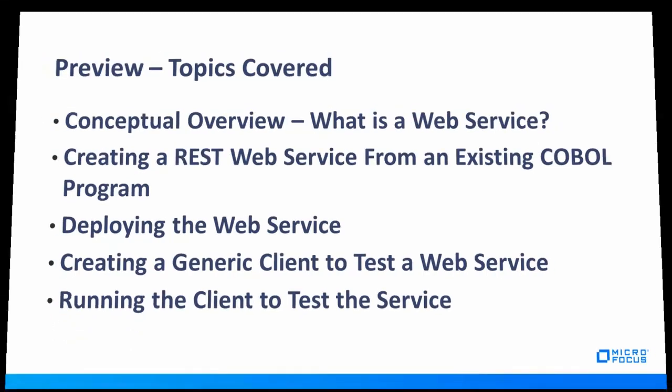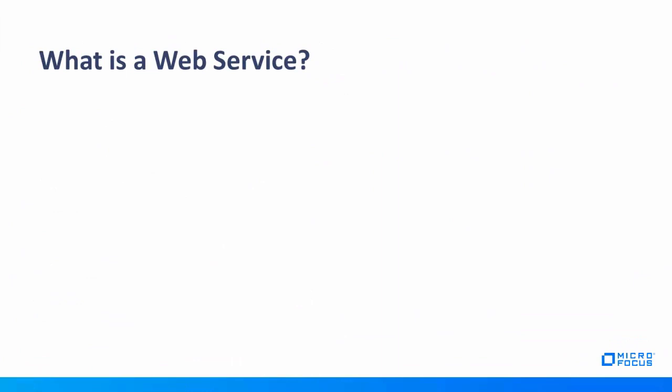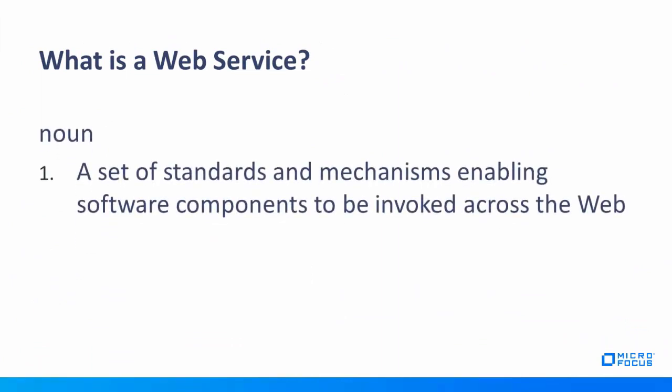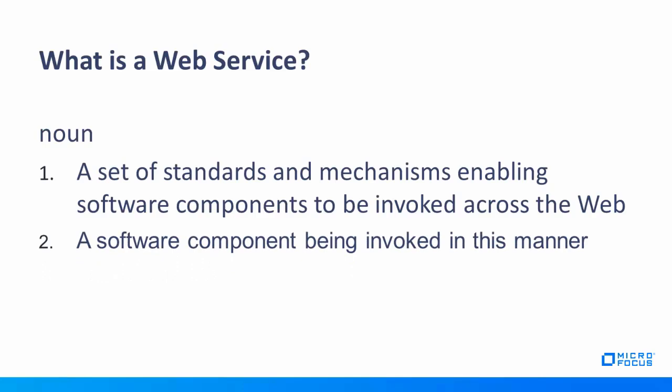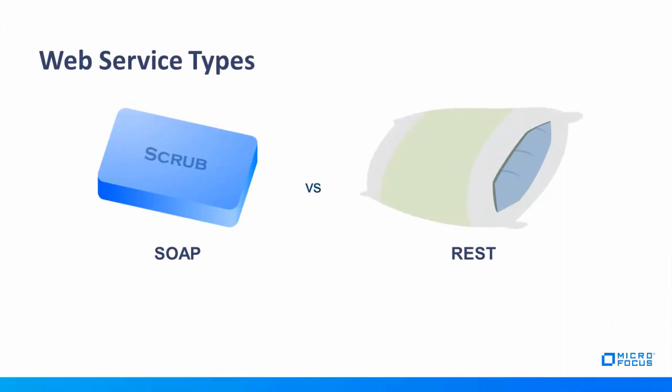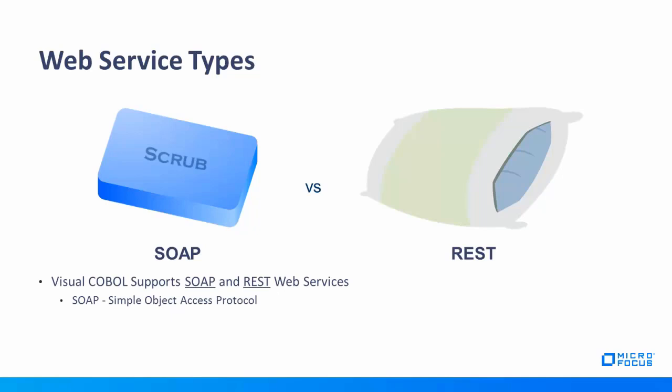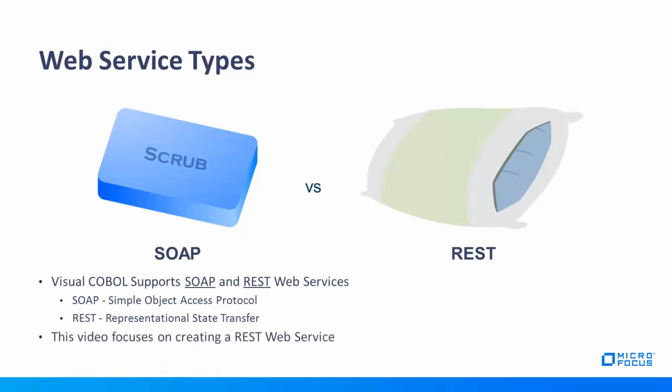So to start, what is a web service? One way the term web service is used is to refer to the set of standards and mechanisms enabling software components to be invoked across the web. The term is also used to describe one of the software components being invoked in this manner. Visual COBOL supports the creation of two different types of web services: SOAP, which stands for Simple Object Access Protocol, and REST, which stands for Representational State Transfer. In this video, we'll focus on creating a RESTful web service in Visual COBOL for Eclipse.